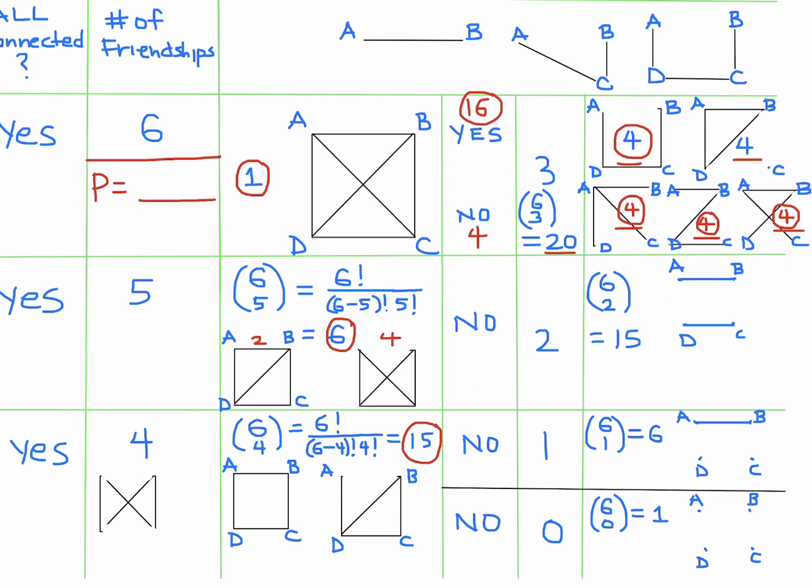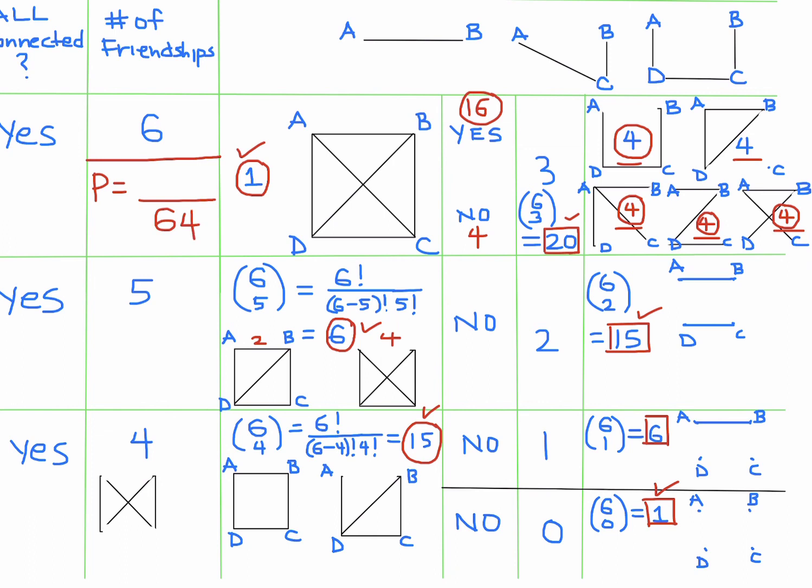So in any probability question, the denominator is the total. So what's my total, first of all? Well, I got 1, 6, 15, 20, 15, 6, and 1. Those are my total cases. When you add that up, you get 64. So that's my denominator.